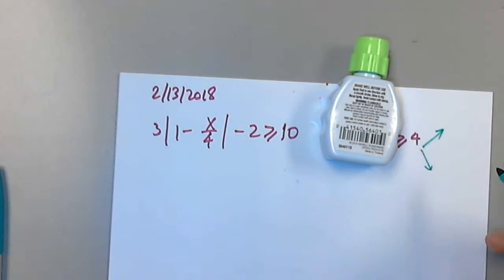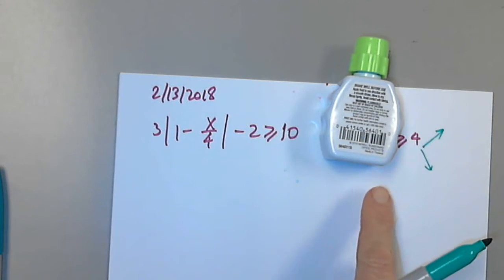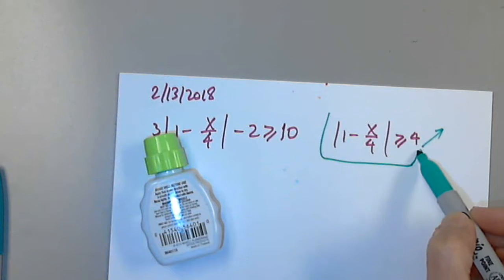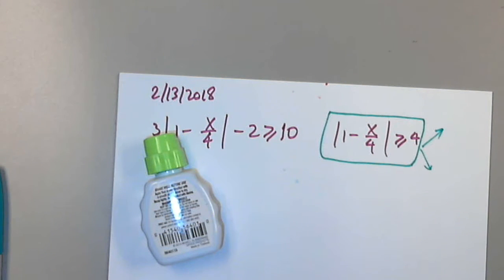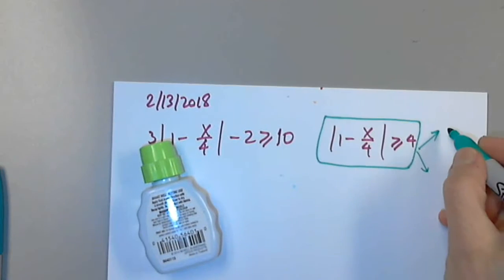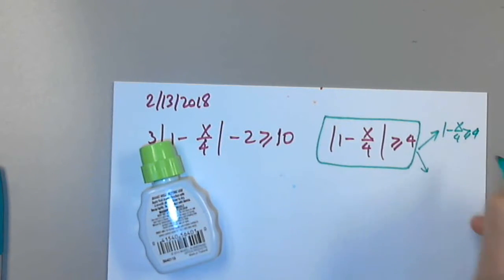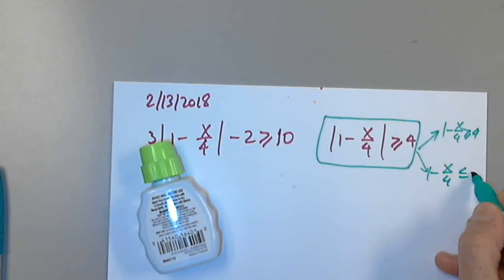So it changes into, you can't do anything here. You can touch it, you cannot distribute, you cannot multiply, nothing. Nothing can be done there. The only thing you can do is replace it by something else that we can solve. So one more time, it says greater than or equal to 4, which means this, not this. So you cannot put it as a chain. There are 2 different, totally separate inequalities. 1 minus x over 4 greater than or equal to 4. 1 minus x over 4 less than or equal to negative 4.